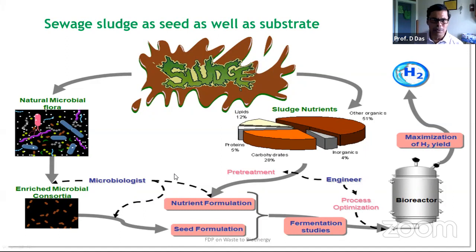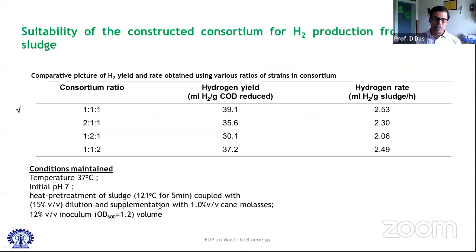And this is the metagenomic study we tried to carry out. As you know, metagenomic study is used for identifying organisms which are non-culturable, and using that we tried to find out how hydrogen production can be improved. In this process, we used three organisms, Enterobacter cloacae, Citrobacter freundii, and Bacillus coagulans, in different ratios: 1:1:1, 2:1:1, 1:2:1, 1:1:2, and tried to find out the hydrogen yield and rate of hydrogen production. We find that the 1:1:1 ratio gives better hydrogen production compared to other combinations.